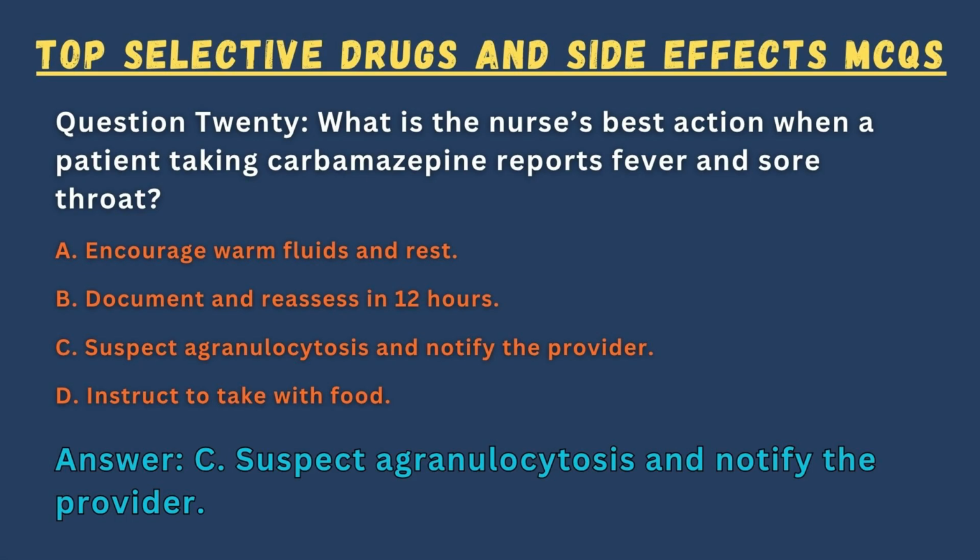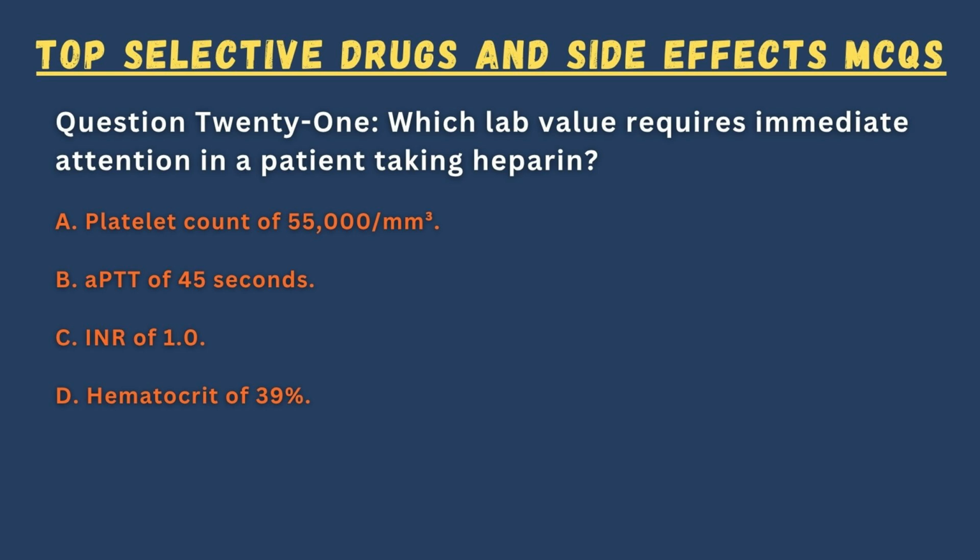Answer: C. Suspect agranulocytosis and notify the provider. Question 21. Which lab value requires immediate attention in a patient taking heparin? A. Platelet count of 55,000/mm³. B. APTT of 45 seconds. C. INR of 1.0. D. Hematocrit of 39%.